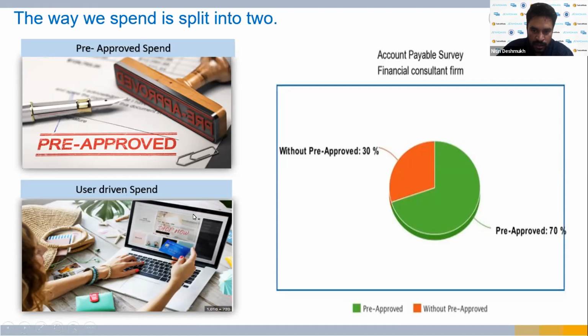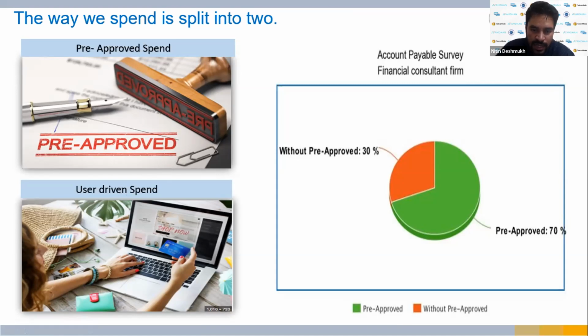Pre-approved usually implies that you have a purchase requisition approval workflow before eventually you send the purchase order to the supplier. But as mentioned, there is also a user-driven process where your employees make a decision to request goods or services directly from the suppliers without prior approval.